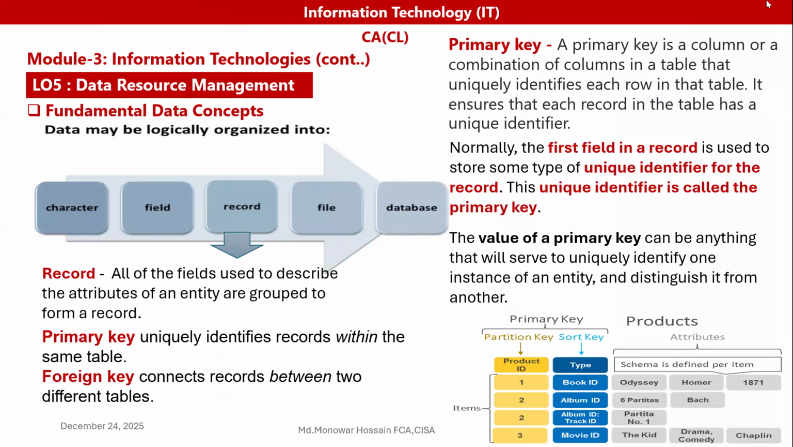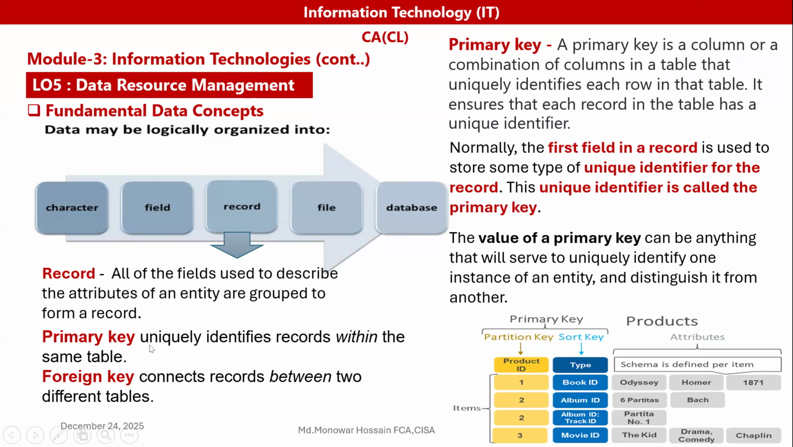If we see that record, we know all of the fields used to describe the attributes of an entity group form a record. That data here is used in different ways. That means primary key and foreign key. Then what is a primary key? A primary key uniquely identifies a record within the same table. That means your ID, our NID, our identification, and a foreign key connects the records between two different tables.